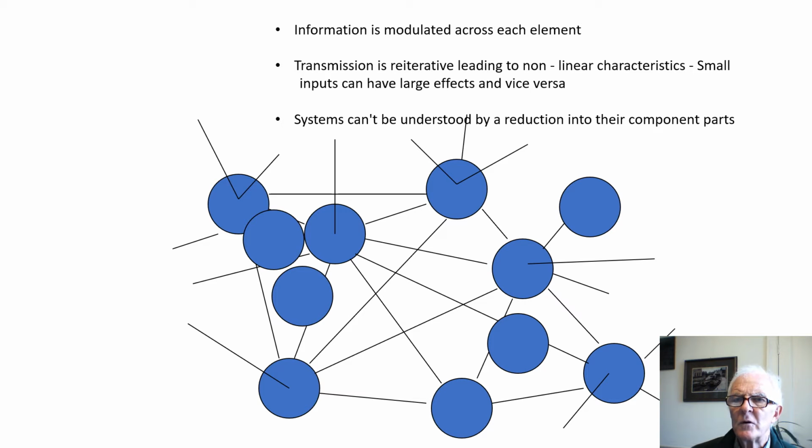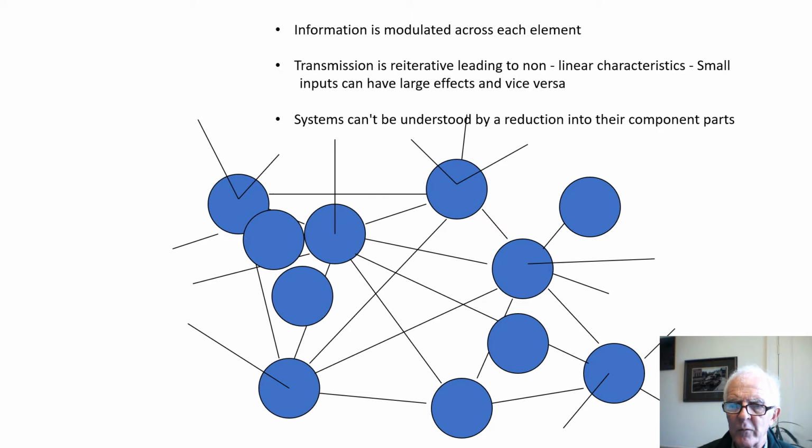Information is modulated across each element, and this transmission is reiterative. The output of one transfer function feeds back into another element in a recursive or reiterative fashion. And it is this recursive interaction that leads to their nonlinear characteristics. And nonlinear characteristics are such that small inputs in one part of the system can have a very large effect elsewhere, and vice versa. And we can see this as the butterfly effect.